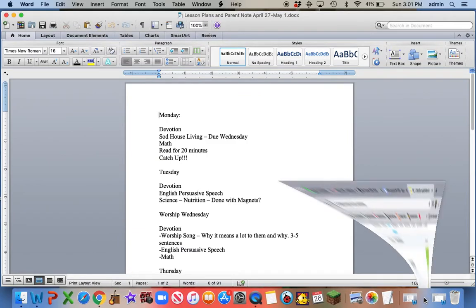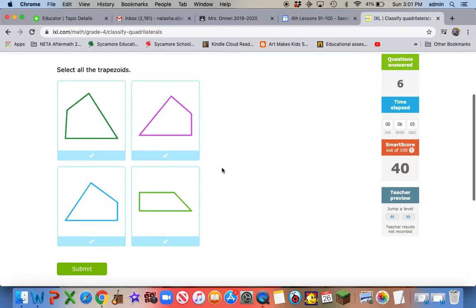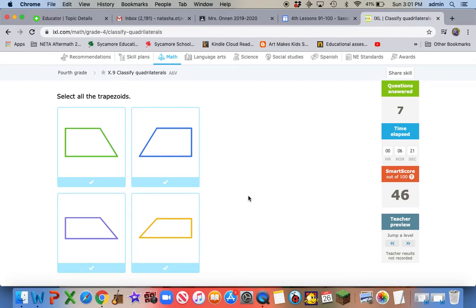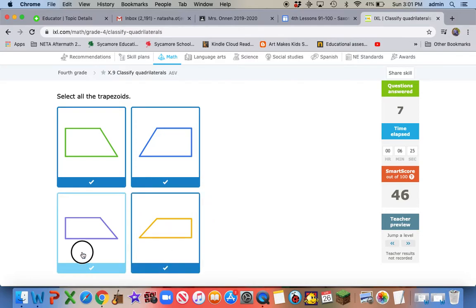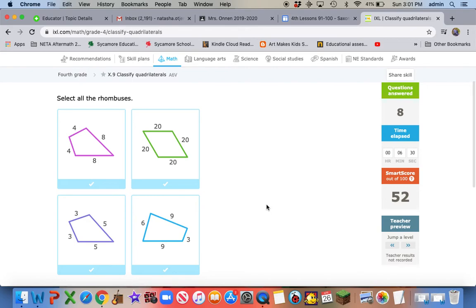All right, back to IXL. A trapezoid only has one set of parallel lines. I believe it's this one because the top one and the bottom one are never going to touch. In this one, the lines are eventually going to touch because they're slanted. Same with that one, and I think same with that one. Excellent. Trapezoids. That was also in the video. That looks like a trapezoid. So does that. Oh my goodness, I think they all are. Let's see if I'm right. Yes.